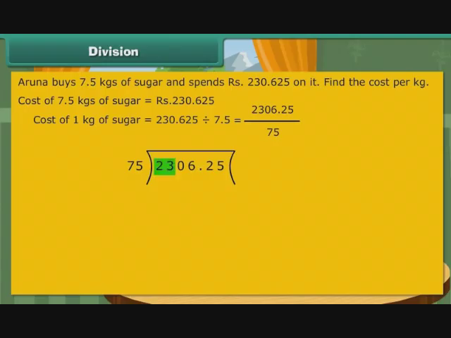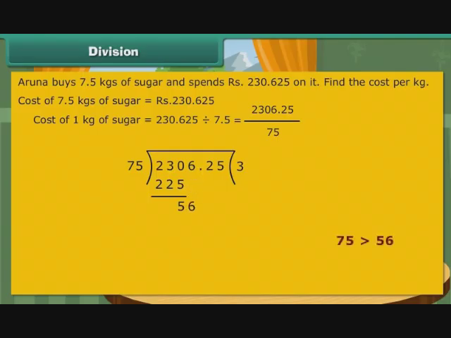Write the two numbers down as shown. Take the first two digits of 2306.25 together, that is 23. 23 is too small to hold 75. Now consider the first three digits together, 230. 230 is big enough to hold 3 times 75, that is 225. Therefore, write 3 on the right and 225 beneath 230. Subtract and write the difference, 5 below. Bring 6 down. The new number formed is 56.